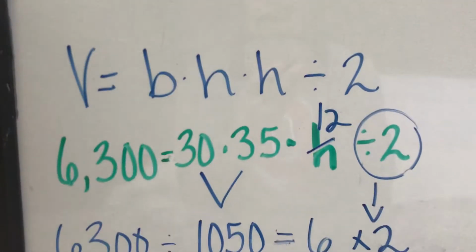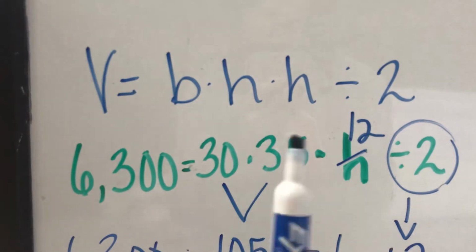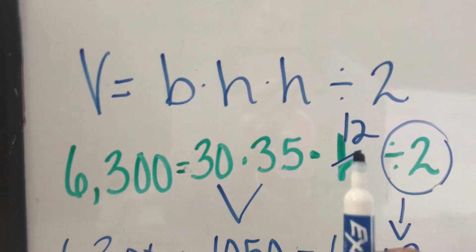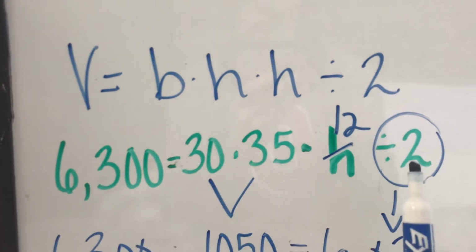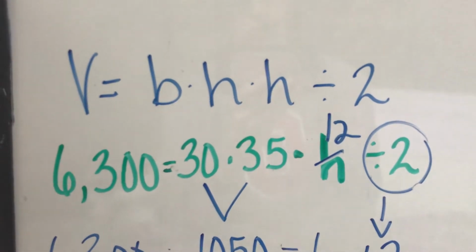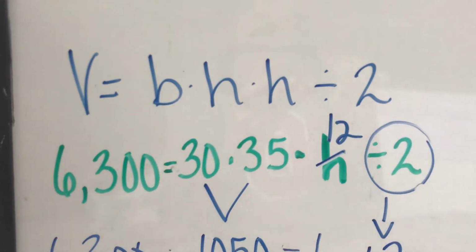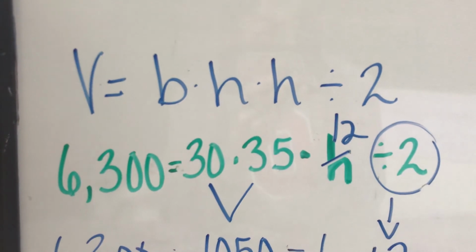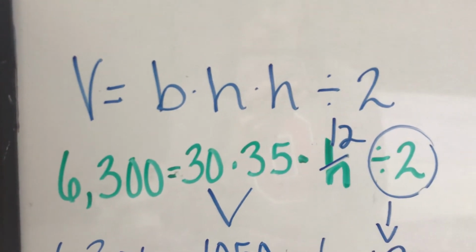Now we can check that. I would expect you to go get your calculator and check 30 times 35 times 12. Don't forget to divide by 2. You should get 6,300. So once you have the value of a missing variable, go back and check and make sure it's accurate. All right, that's a good way to catch any math errors that you may make.